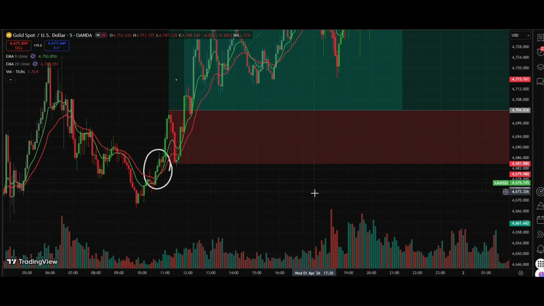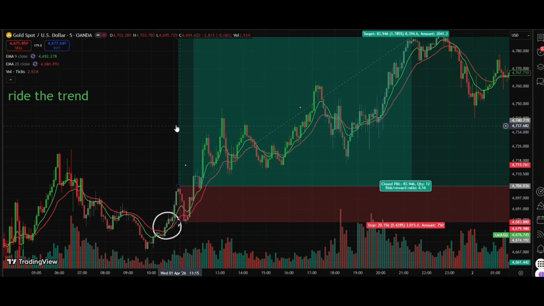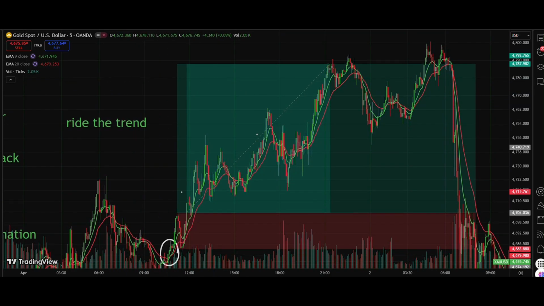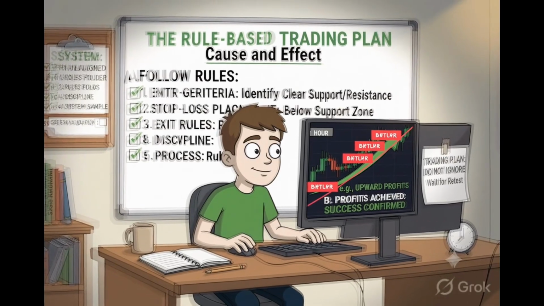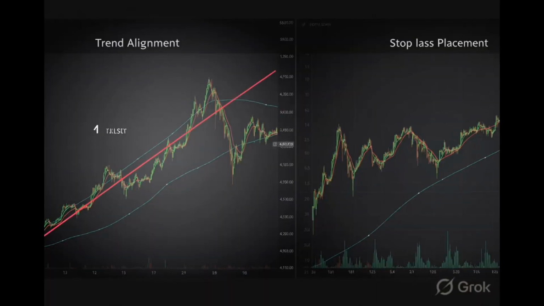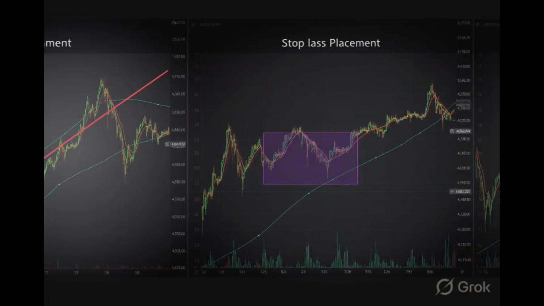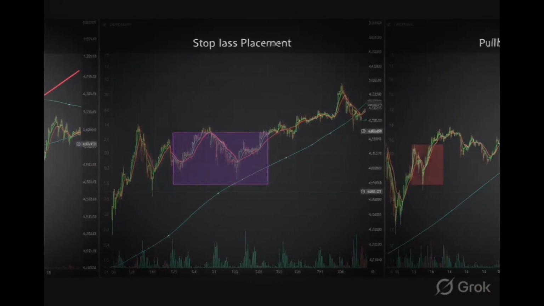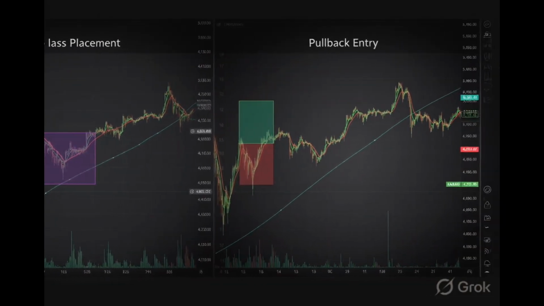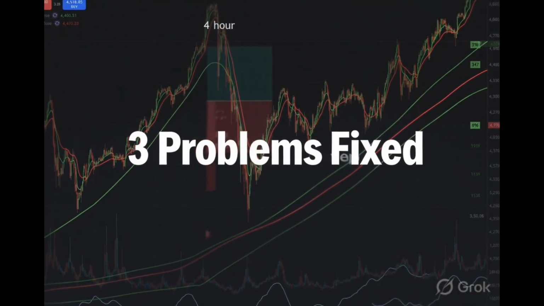Stop is 20 pips, target is 40. I personally aim for 1-3 on clean setups. That's the whole strategy. 5 steps, post-it note. And here's what's wild. You just solved all 3 of the mistakes from the stat. Direction filter solves trading against the trend. Defined stop solves undefined risk. Waiting for the pullback solves overtrading random entries. 1 strategy. 3 problems fixed.